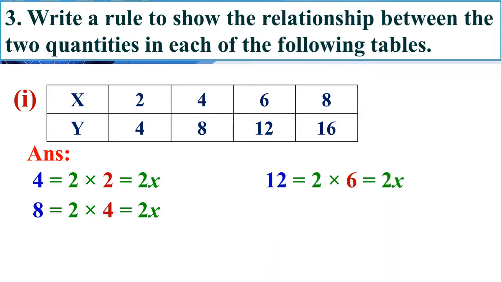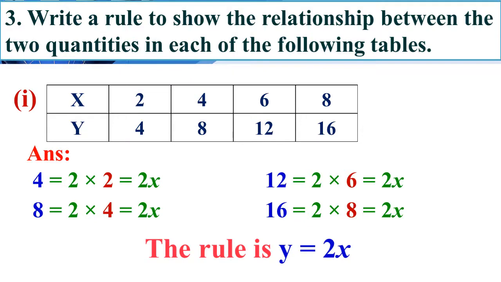Next, 12. 12 is equal to 2 into 6. 6 is the x value. So here we have to write 2x. Next, 16. 16 can be written as 2 into 8. 8 is also the x value. So here I have to write 2x. So therefore, the rule is y equal to 2x.